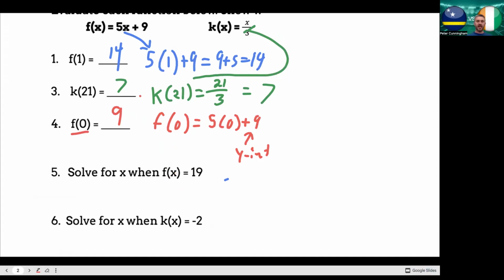All right, so you were given x with your functions. Now down here, these f of x and k of x's are just fancy ways of saying y equals this. So you're trying to solve the equation f of x equals 19. So you're doing 19 equals 5x plus 9. Take 9 away from both sides, and you have 10 equals 5x. Divide by 5. 10 divided by 5, x equals 2.